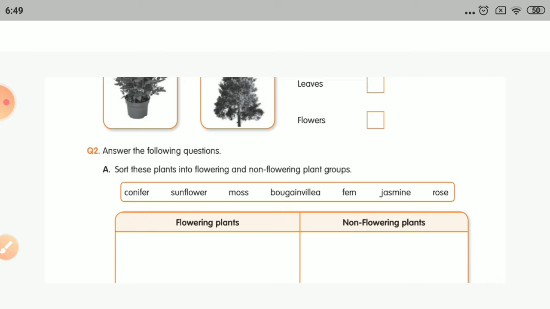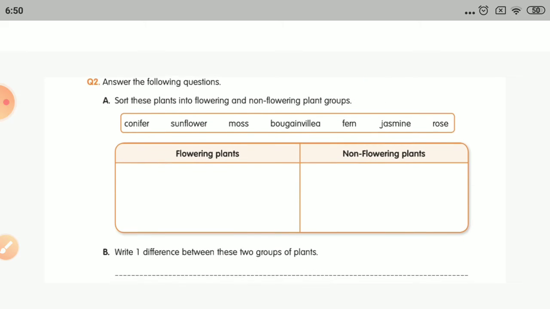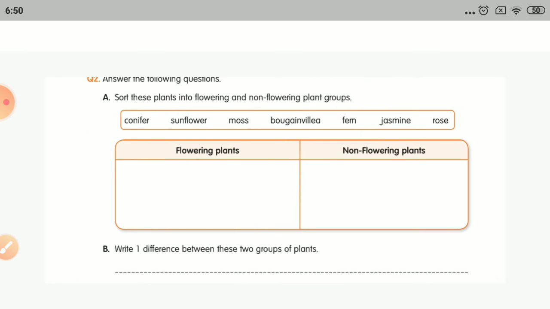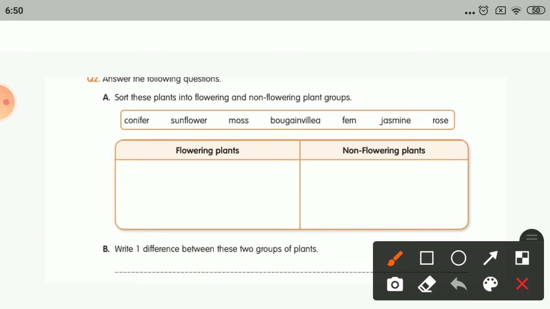In this second question, answer the following questions. The first one is: sort the plants into flowering and non-flowering plants. They are giving you some six to seven plants and asking you to differentiate them into flowering and non-flowering plants. The first one is a conifer. Conifer is a non-flowering plant.